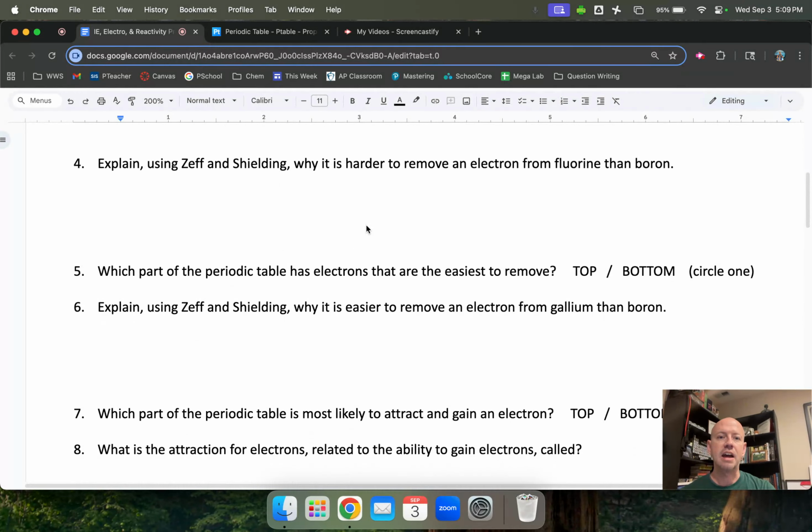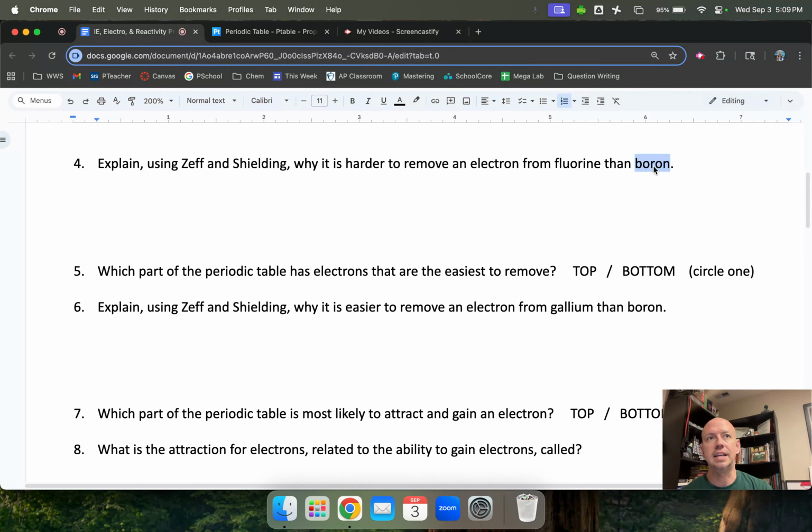But what we're looking at right here is if we are comparing two elements, we should say the Zeff is either the same or different. Which one has a bigger Zeff? Which one has a smaller Zeff? And the shielding is either the same or different. They'll either be bigger, smaller, same.